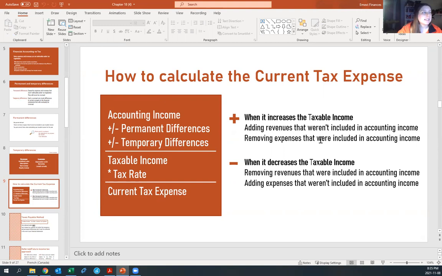Well, you can look at this slide. You can see, okay, am I adding revenues, like cash, that weren't included in my accounting income? If that's the case, then I have to put it as a plus in my little calculation here. In this case, depreciation is an expense, right? And according to this, doesn't it say that it would be removing expenses that were included in accounting income? Yeah. So you're putting it as a plus in your calculation.